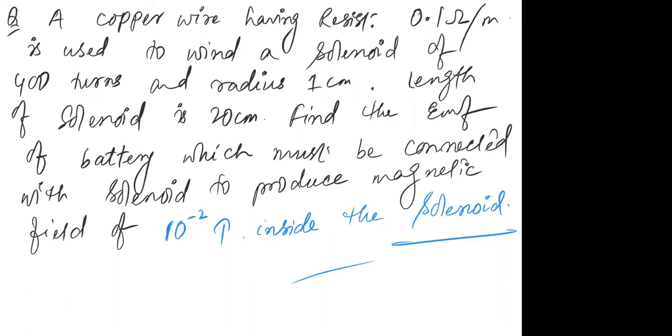See, the question is very simple. We have a copper wire. Obviously, a solenoid is made up of copper wire. We have a copper wire whose resistance per unit length is 0.1 ohm per meter. With the help of this copper wire, we wound a solenoid of 400 turns, whose radius is 1 centimeter and length is 20 centimeter.